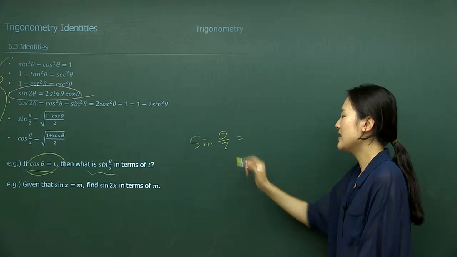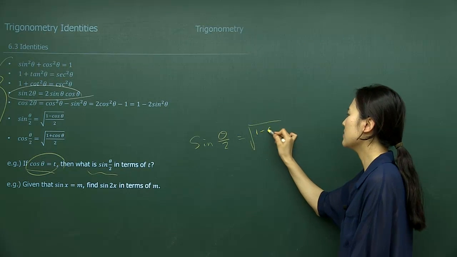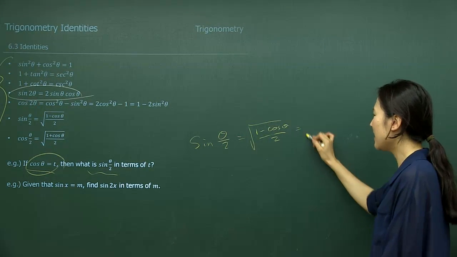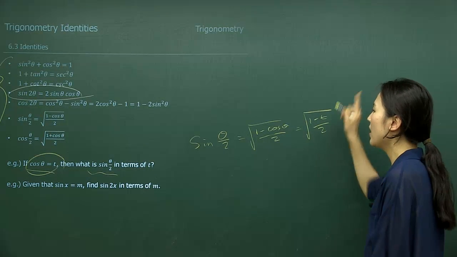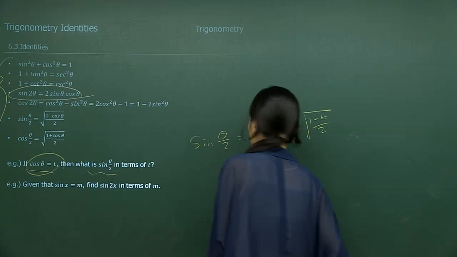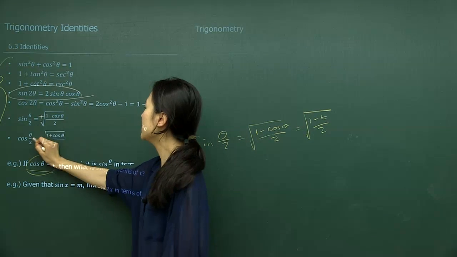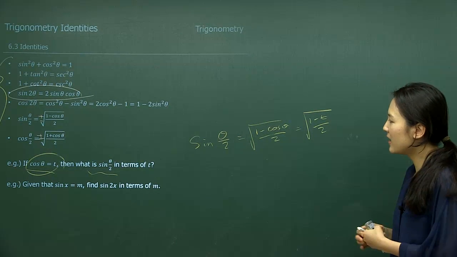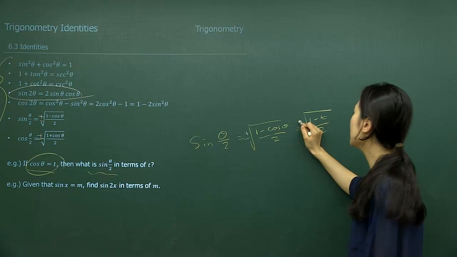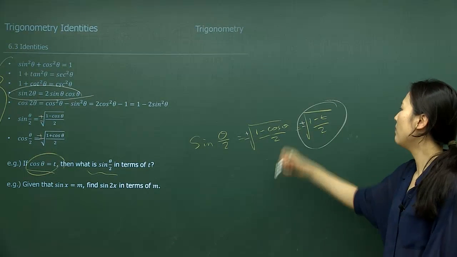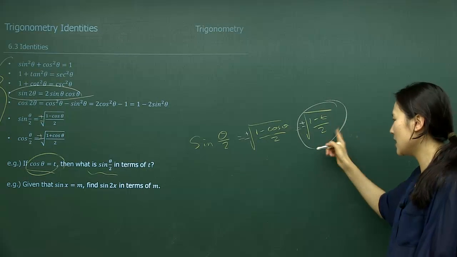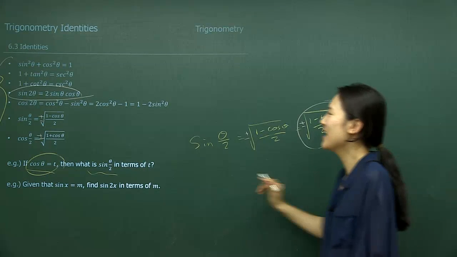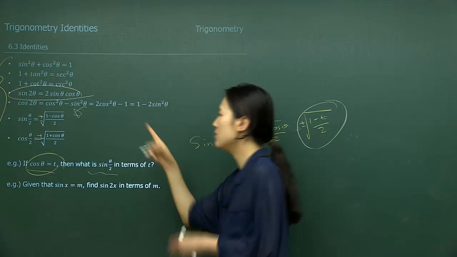If you do know the identity, then you know that this should equal 1 minus cosine of the angle over 2. And since cosine of the angle is t, the answer is 1 minus t over 2. Oh, here, could you please add plus or minus? Depending on where the angle is, it could come out as a positive or negative ratio. So it's technically positive or negative square root of 1 minus t over 2. That is the answer. And you see how easy this is if you only knew the identity for half angle sine.